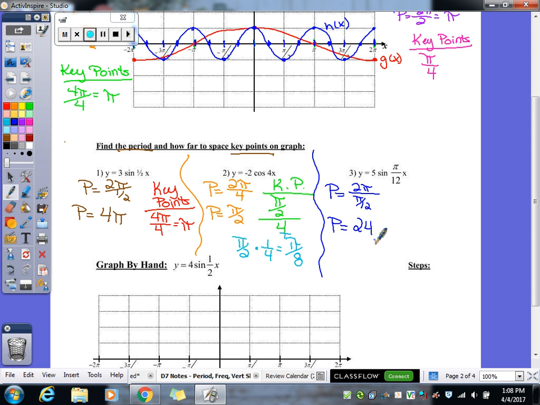No, pi doesn't cancel. It does. 24. Period would be 24, because we would have 2 pi over 1, and then flip that. Oh, we have to flip the other one? Yeah, keep, change, flip. Pi's cancel, I get my 24.